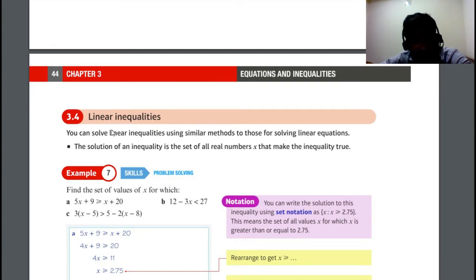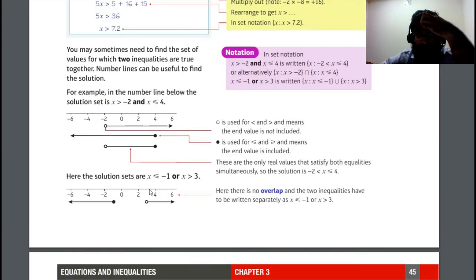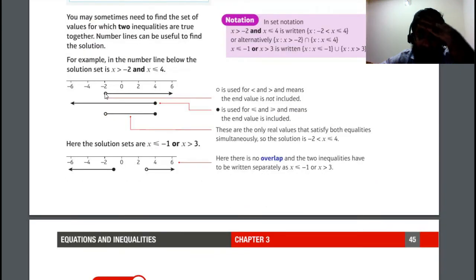Okay, linear inequalities. If linear equations give us straight lines, linear inequalities give us regions. You have to be mindful of whether it's just greater than a particular number or greater than or equal to that number.